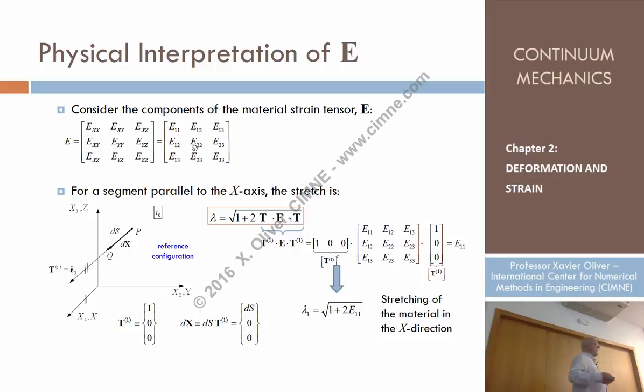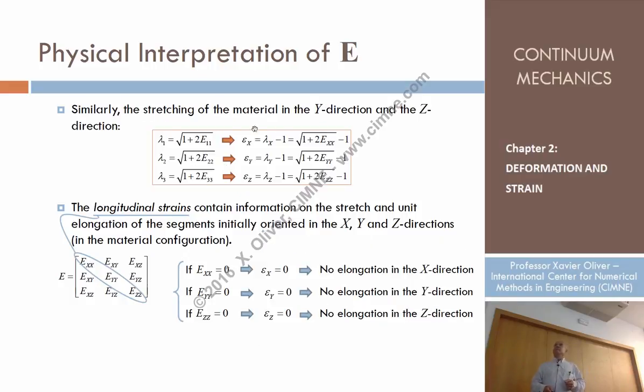So, increase of length of segments in the x2 direction. And the same we can see of e33. Okay? So finally we can summarize by saying the stretch in the x direction is given by that, or the unit elongation in the first direction, so the increment, which is lambda x plus 1, is that expression.